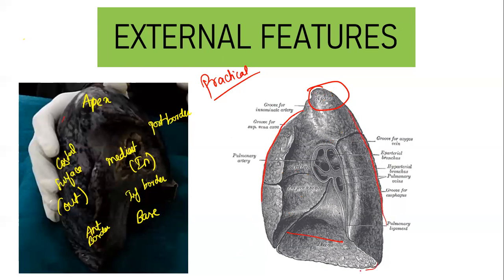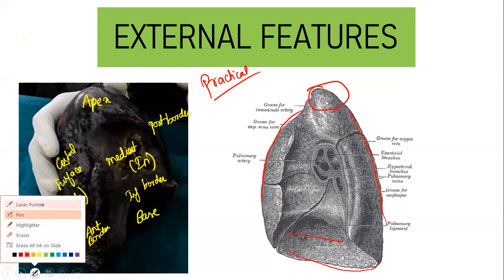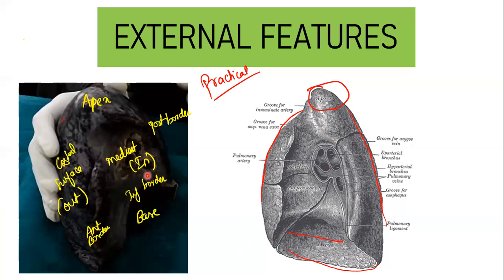And this is my inferior border, and this is my mediastinal surface. Costal surface is on the other side, right? So this is the external feature. Now I am going to discuss in detail two external features. That is, one will be my apex, another one is the mediastinal surface. Both have a very important clinical significance.